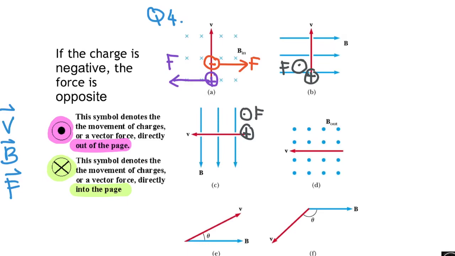Right. You may try this one as well for positive charge. The force is going to be in this direction.